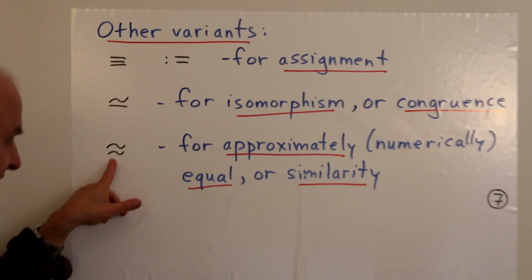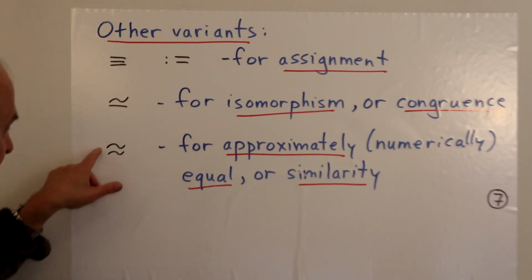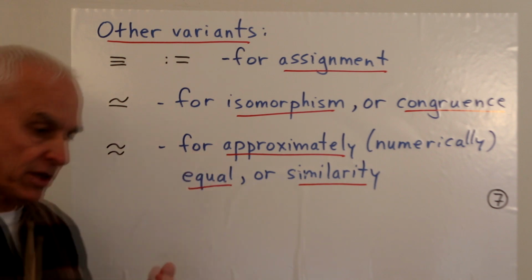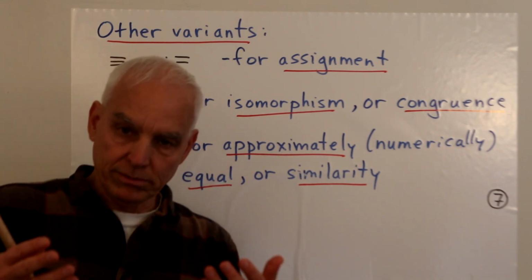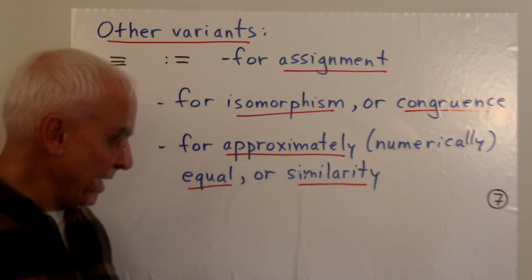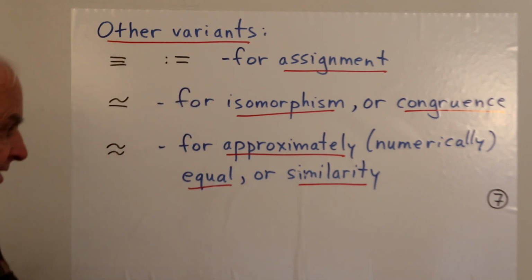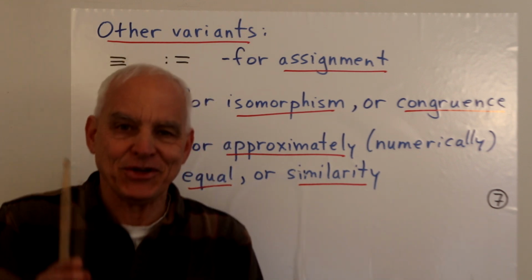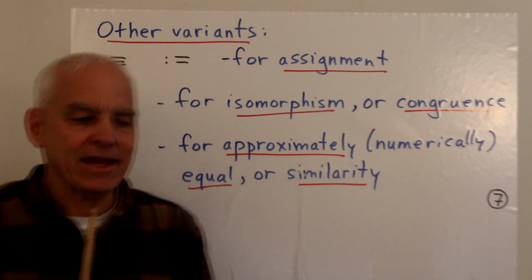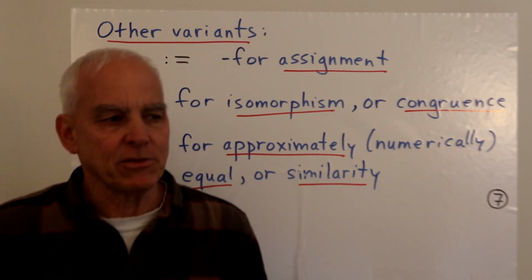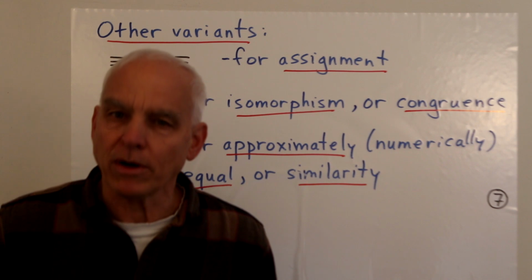A related, somewhat weaker symbol is this double squiggle. Sometimes it's used to denote approximately equal. So this thing is approximately equal to that. Okay, not exactly equal, but approximately. And also in geometry, sometimes this is used for similarity. So we do have some variants of our equal sign, but I think still the entire discussion probably needs to be thought about more clearly.